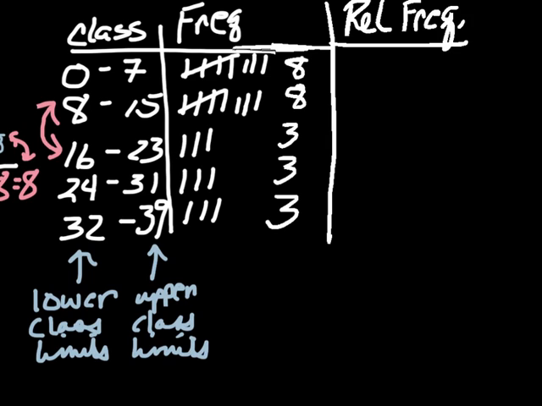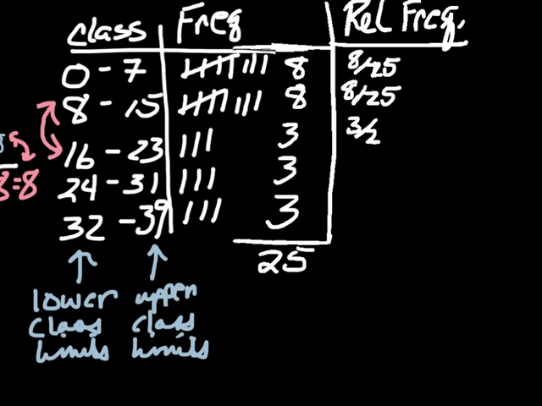Well, what you want to do for a relative frequency is first add up all this data. 8 plus 8 plus 9 is 25. And then you take each frequency and divide it by the total. So 8 divided by 25, 3 divided by 25, etc.